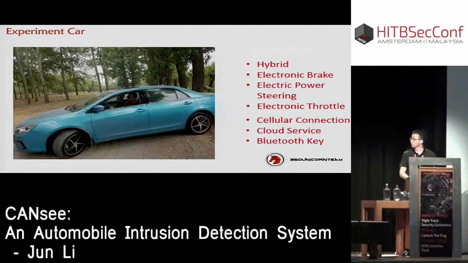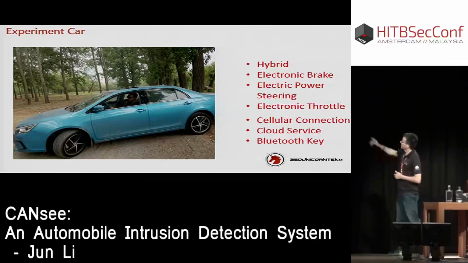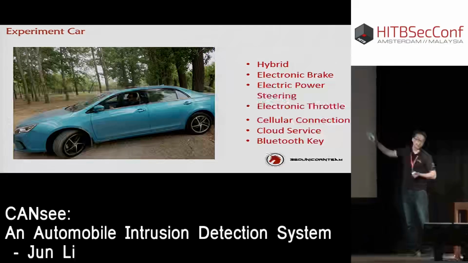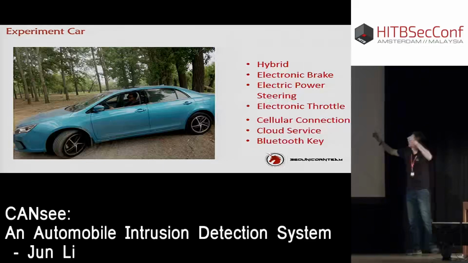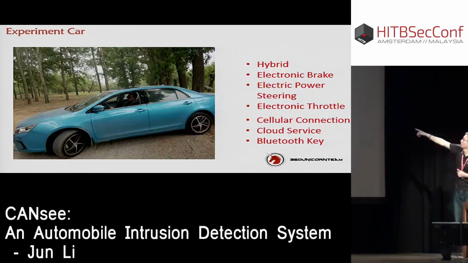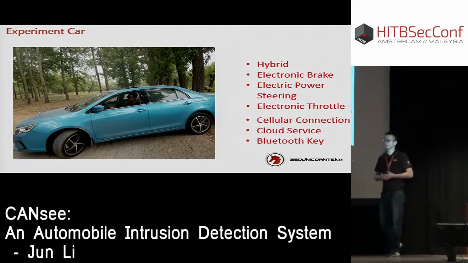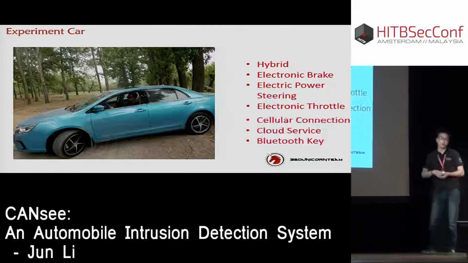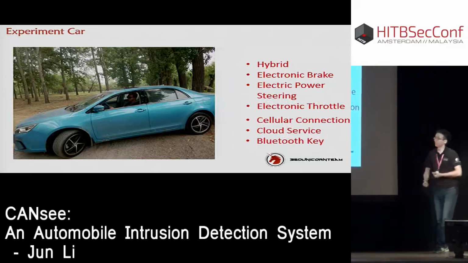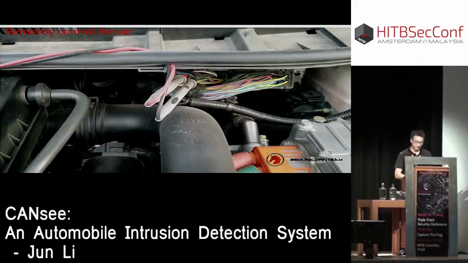This is the car we used to do the experiment. This car has many cyber-physical features, the X-by-wire features I mentioned. For example, it has electronic brake, which can be controlled by the electronic system, and steering, electronic throttle, and the cellular connection, cloud service, Bluetooth key. You could use a cell phone to open the car and control it. You could use a mobile phone to remotely open the car for your friends. And you also have cellular connections to update the software or the like.